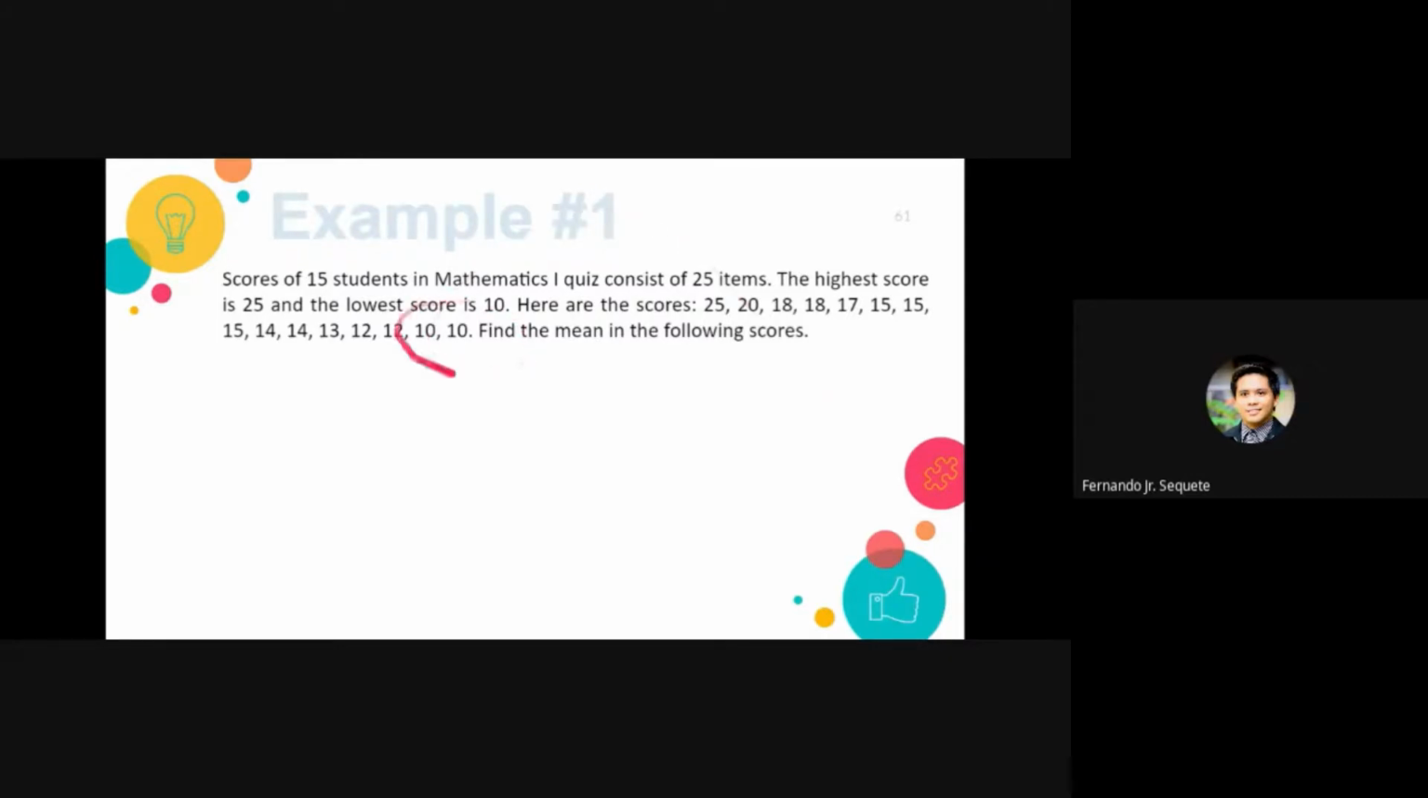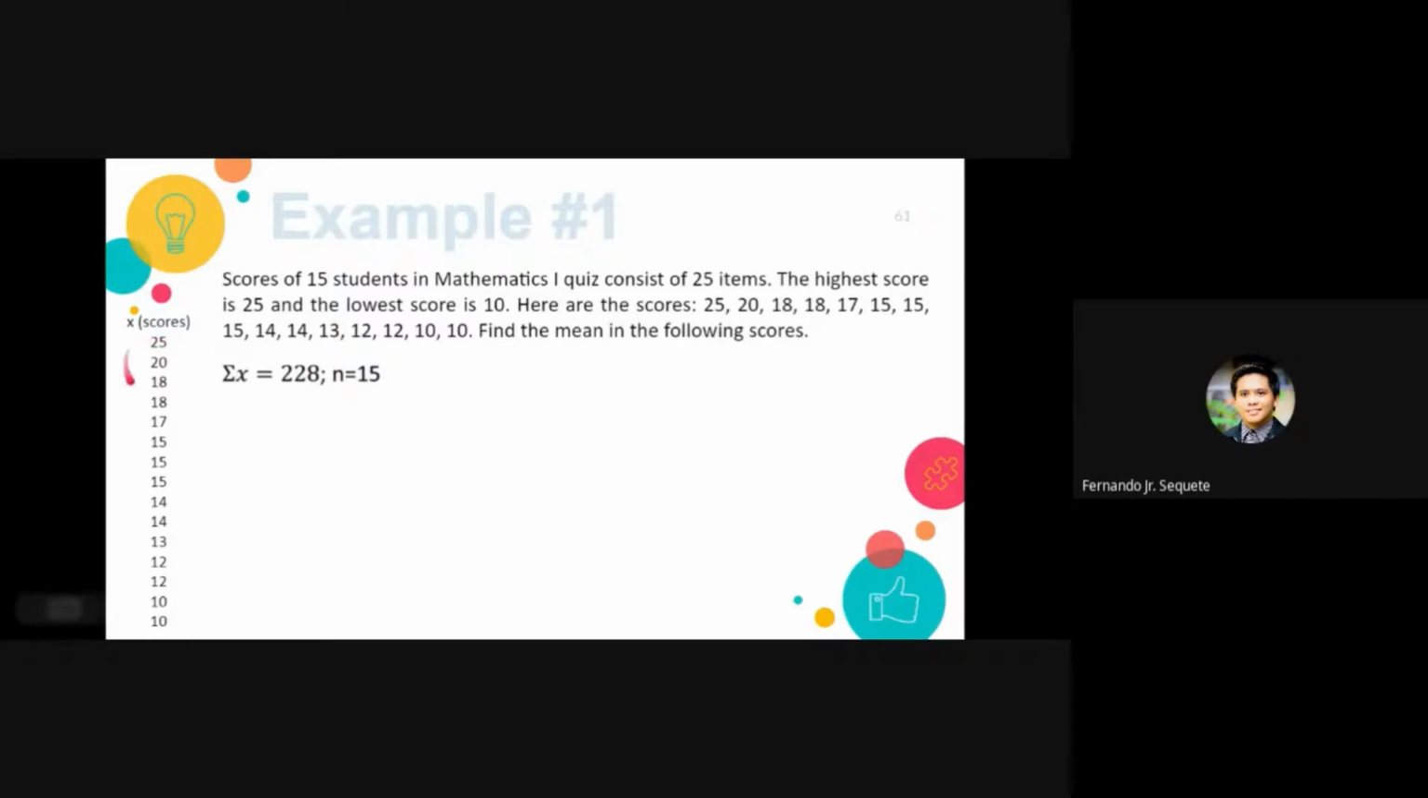Okay. And then all you have to do is to find the mean of the following scores. What formula are we going to use? Of course, this is our x, the scores, this is x. Okay, it is arranged. And then we have to use this one. Summation of x is equal to 228. That means we just added all of them. And that is 228.